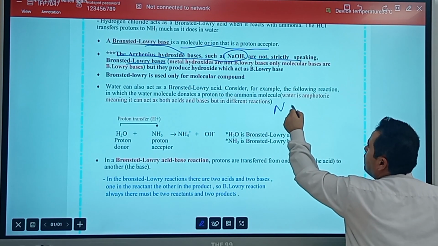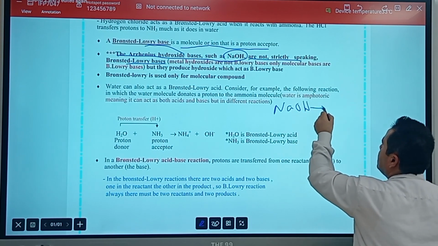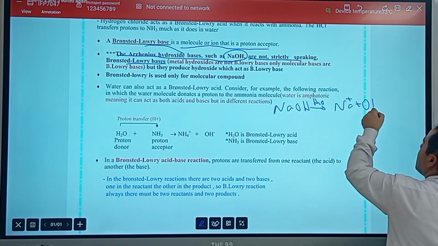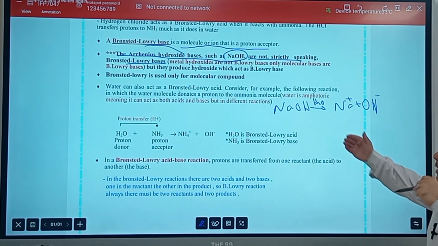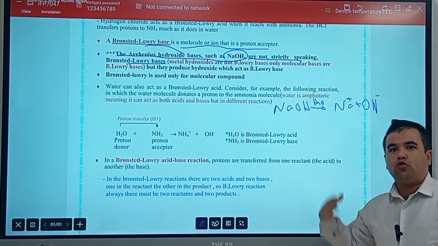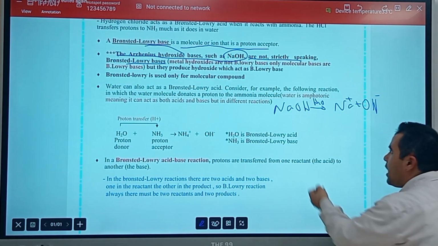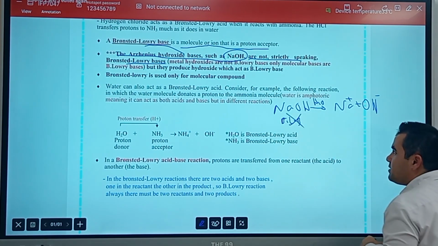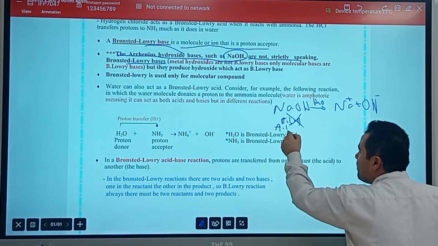Have a look, for example, at NaOH, guys. When it dissociates in water, it will produce Na positive plus hydroxide. We cannot see any transferring, donation, or acceptance of proton in this mechanism. So NaOH is not a Bronsted-Lowry base. Instead, it's just an Arrhenius base.